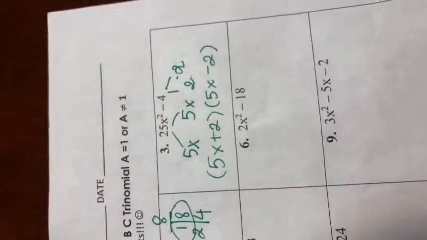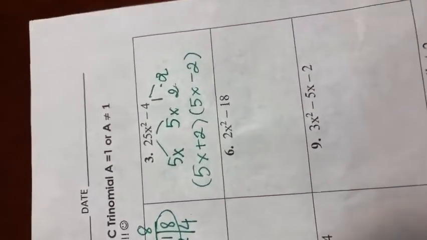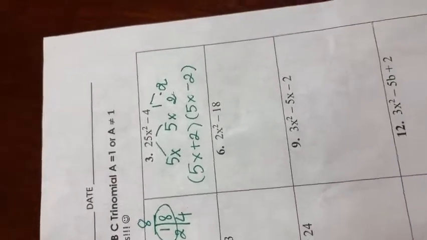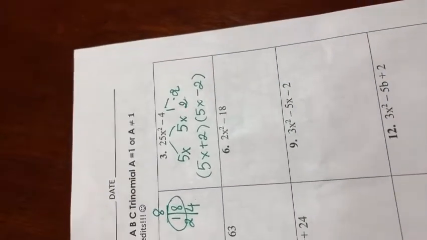Alright? We are doing the same. If you see the x squared, you can factor it out. Alright, let's see number 6.